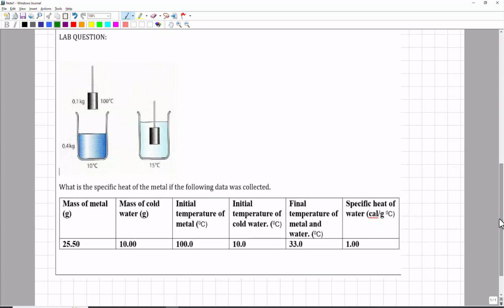Okay, so you're doing a lab tomorrow, and you are going to have boiling water, and you're going to put inside of it 2 metal cylinders.